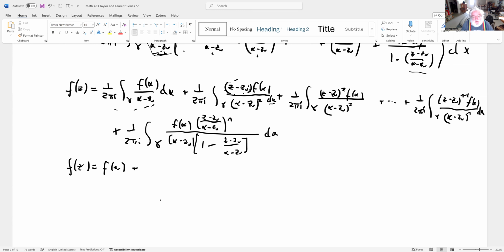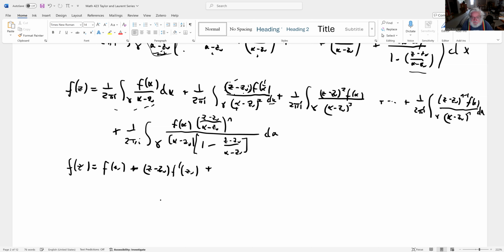Because we're integrating with respect to alpha, this term has got an alpha in it. This term has got an alpha in it. This term doesn't. So we can factor that z minus z0 out of the function. And then we have 1 over 2 pi i times the integral of f of alpha over alpha minus z0 squared d alpha. And that we recognize as f prime of z naught because of Cauchy's integral formula for derivatives.